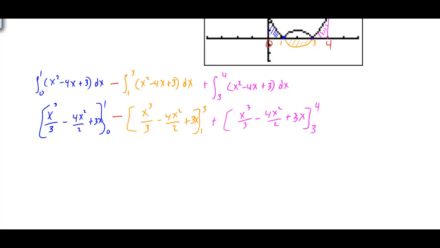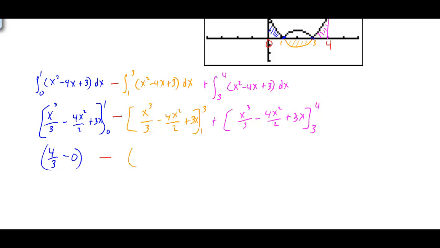So now if we evaluate each one of these, if we plug in the upper limit 1, we're going to end up with 1/3 minus 4 halves plus 3. So this is going to end up with 4/3. And if we plug 0 in, that's all going to cancel out. So that becomes 0. And then we have minus.